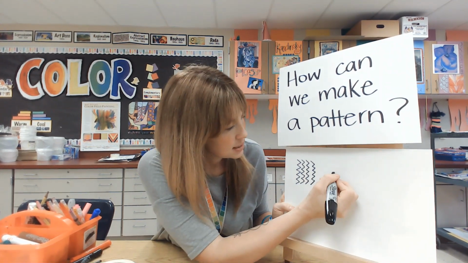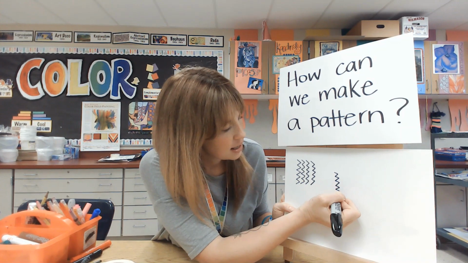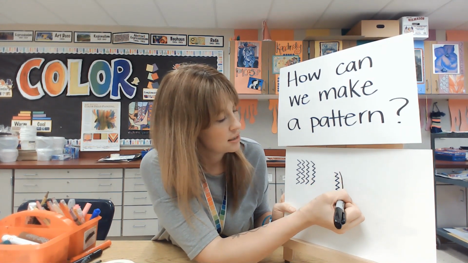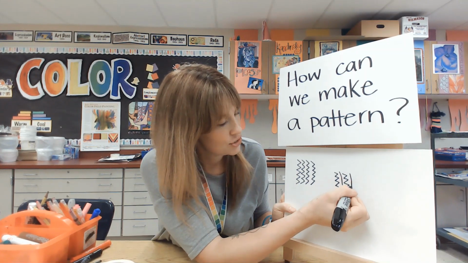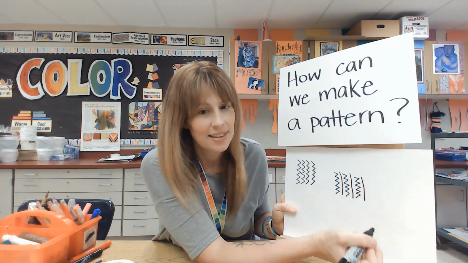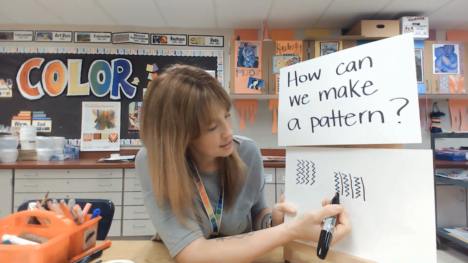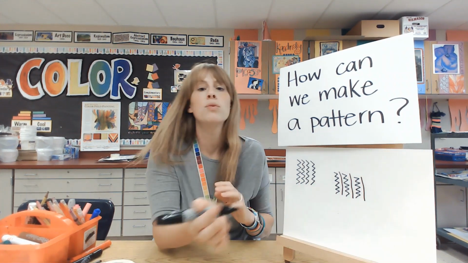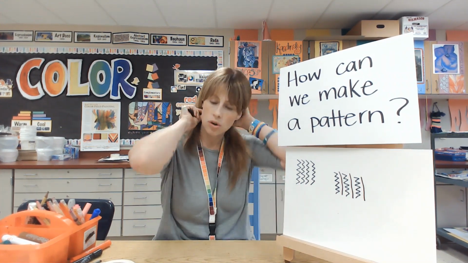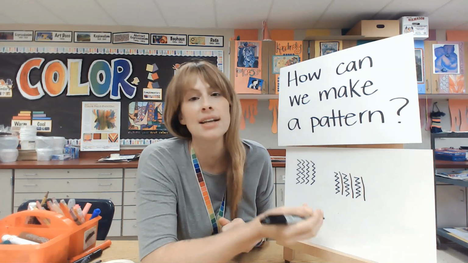We could do zigzag, straight, zigzag, straight, zigzag, straight. That's an alternating pattern. Zigzag, straight, zigzag, straight, zigzag, straight. But in both of them, we are repeating. Okay, so you take one of your lines and you repeat it.